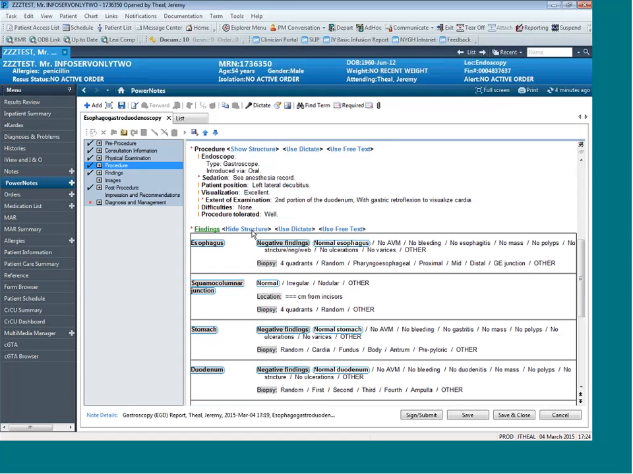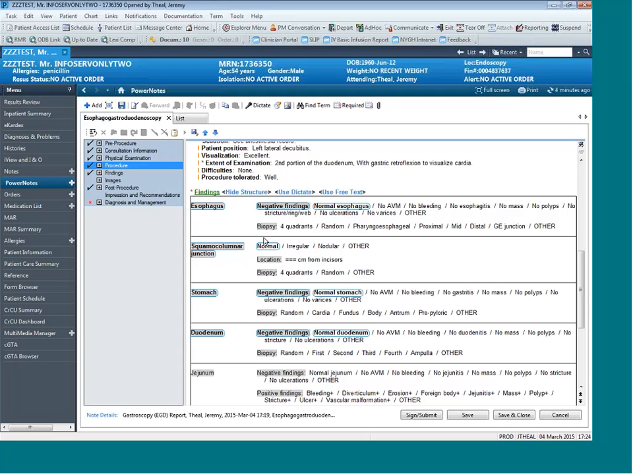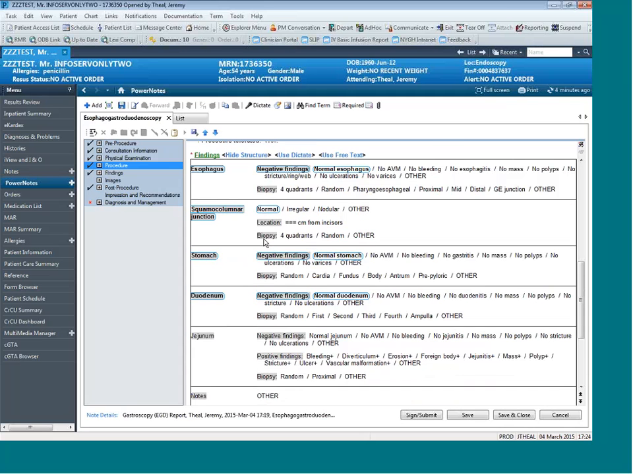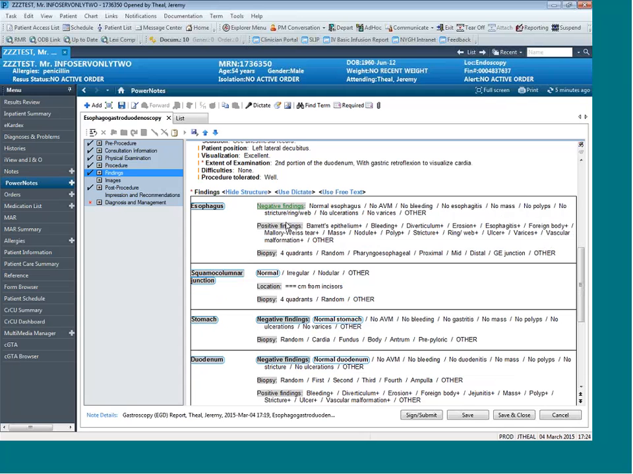The procedure was tolerated well. Now I can move on to the findings. In this case, I've automatically filled in normal findings for each of the sections of the note because this saves me time if the procedure is normal. But in this case, I did find a couple of abnormalities, and so I'm going to document those here.